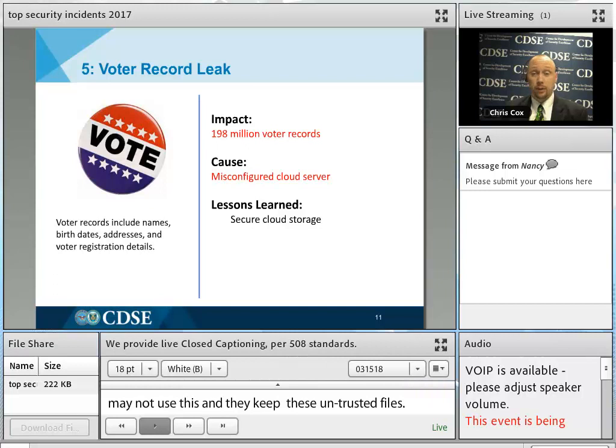Now you can decide for yourself if this one counts as an incident, since there's no real indication that the information was ever improperly accessed or used. But it certainly raises some concerns.